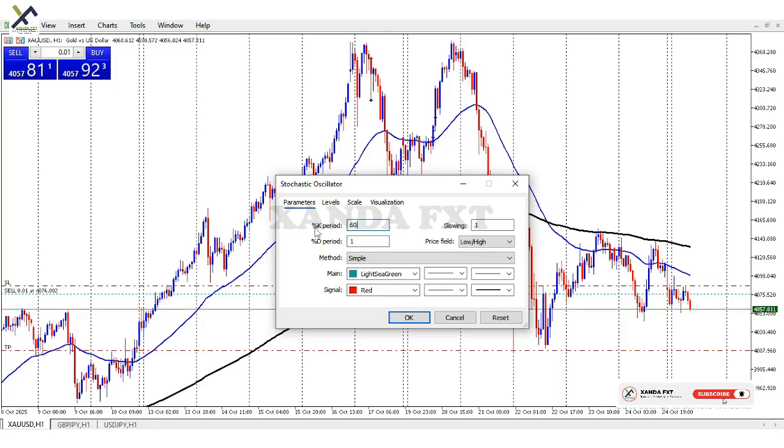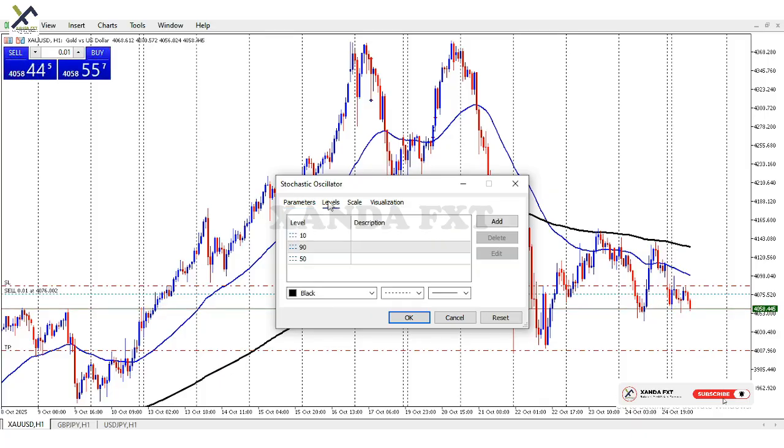On the settings, you make the percentage K period 60, percentage D period 60, the slowing 1, the price field, leave it on low or high, then the method, leave it on simple. The color is your choice, but you must pay attention to the signal. The signal color is the one that we are going to be using most. We don't need this main one. You put it to any of your choice. For me, I prefer it on red.